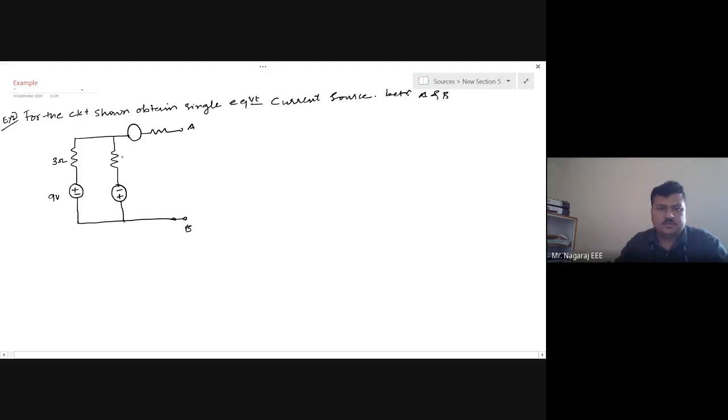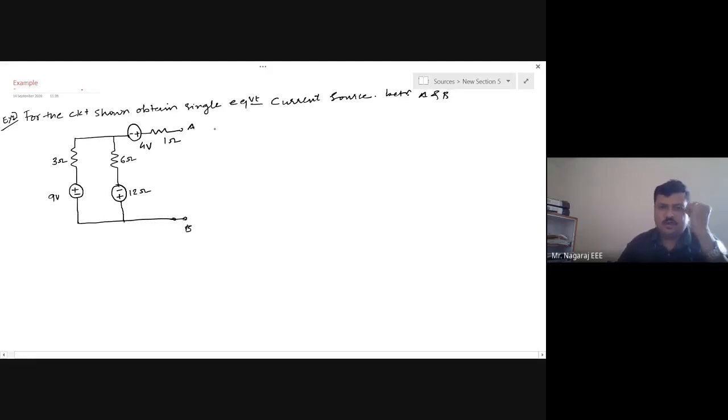Six ohm, 12 volts. Four volts and 1 ohm. So this is the circuit given. A source of 9 volts and 3 ohm, 12 volts and 6 ohm, 4 volts and 1 ohm. I want an equivalent current source in between A and B. Because all the sources are practical, I will obviously get a practical current source. So you need not mention it exclusively.